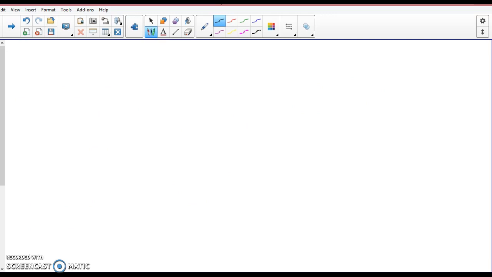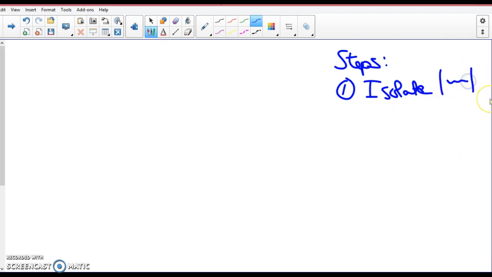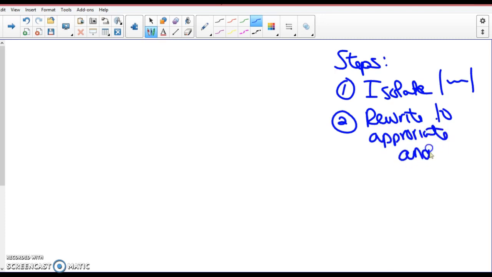Now, when we are solving any type of absolute value equation or inequality, I'm going to write over here to remind us the steps. Number 1, isolate the absolute value. Isolate it. Get it alone. Then, step 2, rewrite to the appropriate and or or statement. Then solve.